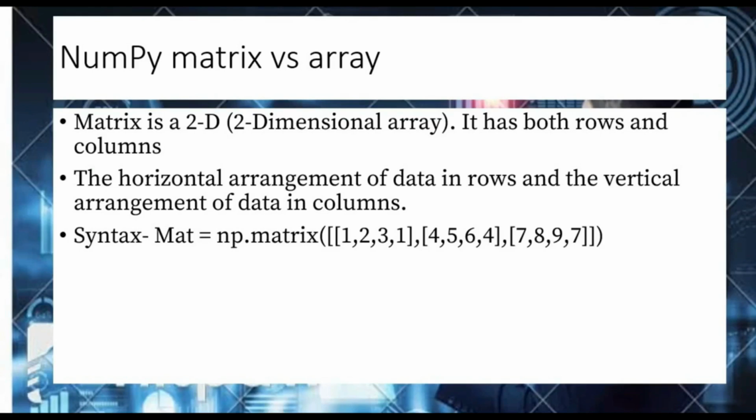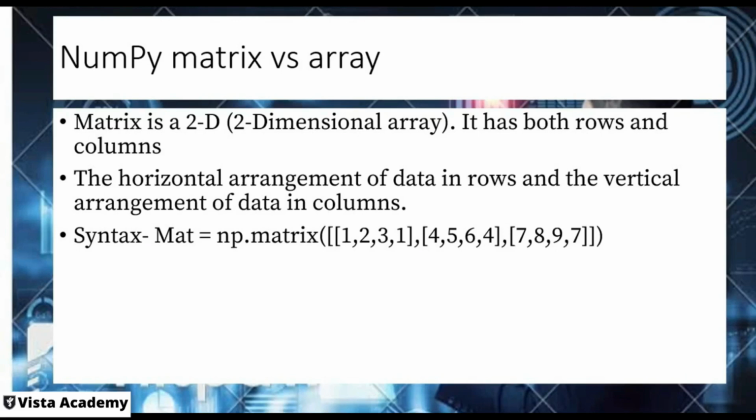Hello friends, in this video tutorial of Numpy we will understand about matrix and array. So what is a matrix? Matrices are basically 2D arrays. It has both rows and columns: a horizontal arrangement of data in the form of rows and a vertical arrangement of data in the form of columns. A matrix is very similar to a Numpy 2D array, and the only difference is the syntax: we type np.matrix in place of np.array. This is how we can create a matrix.